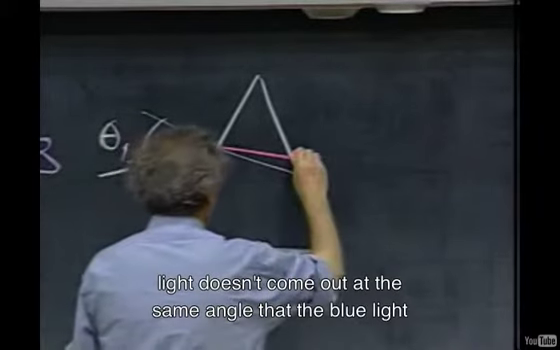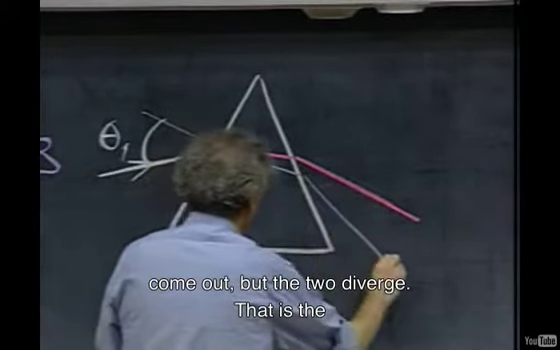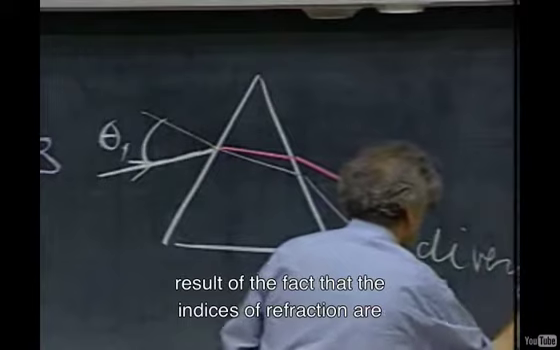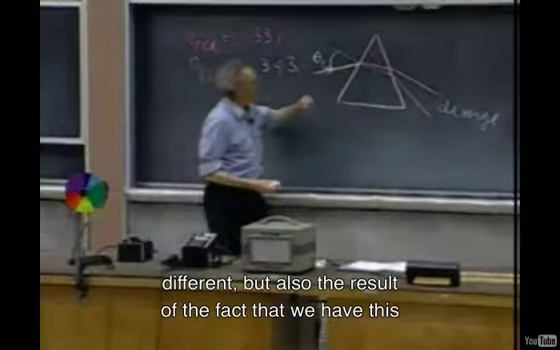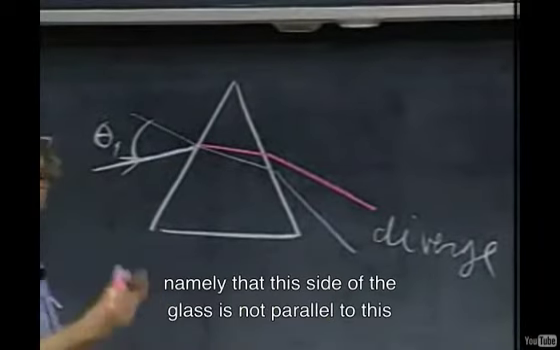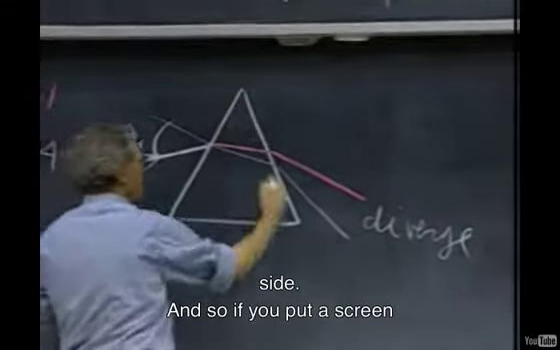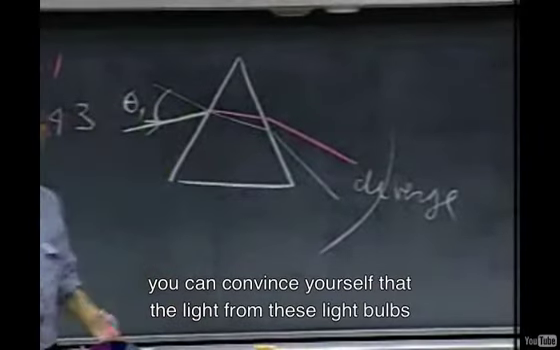And when you do that, you will see that the red light doesn't come out at the same angle that the blue light comes out, but the two diverge. That is the result of the fact that the indices of refraction are different, but also the result of the fact that we have this particular shape, funny shape, namely that this side of the glass is not parallel to this side. And so if you put a screen here, you will see colors. You can make a spectrum.